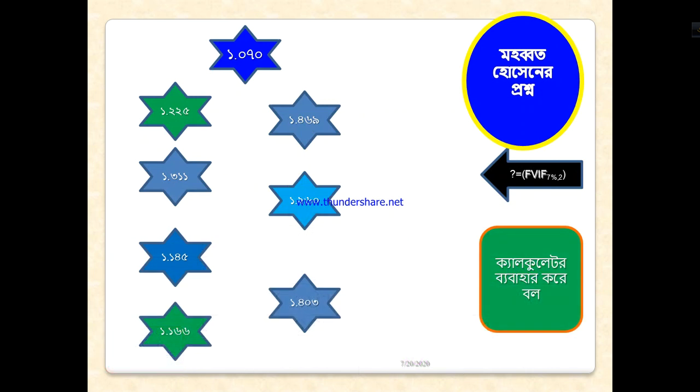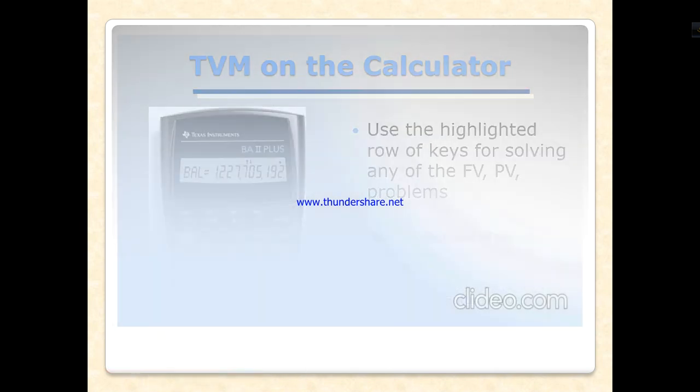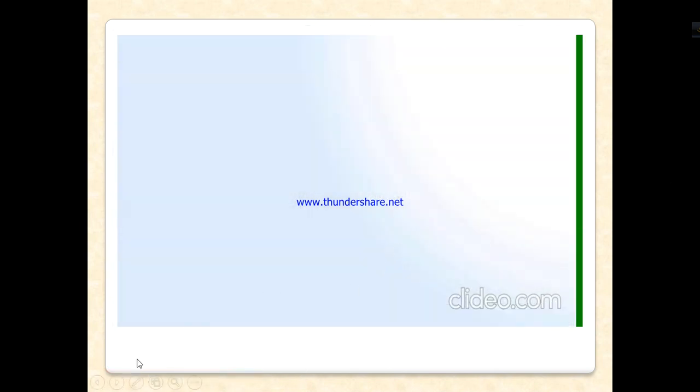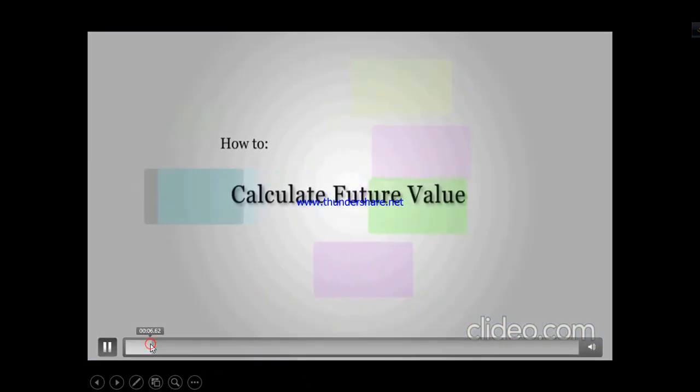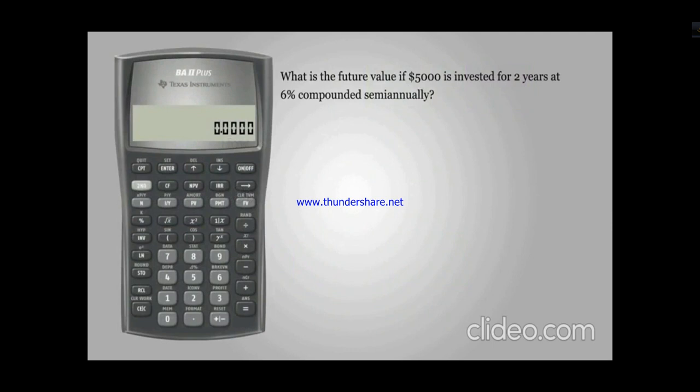Now the question to you: is it possible to do it by using a calculator? Yes. Now it is time to show this figure. Okay, so let's go. Calculate future value by BA II Plus calculator. This is the calculator. You have to purchase this calculator from the shop, and you may use it.